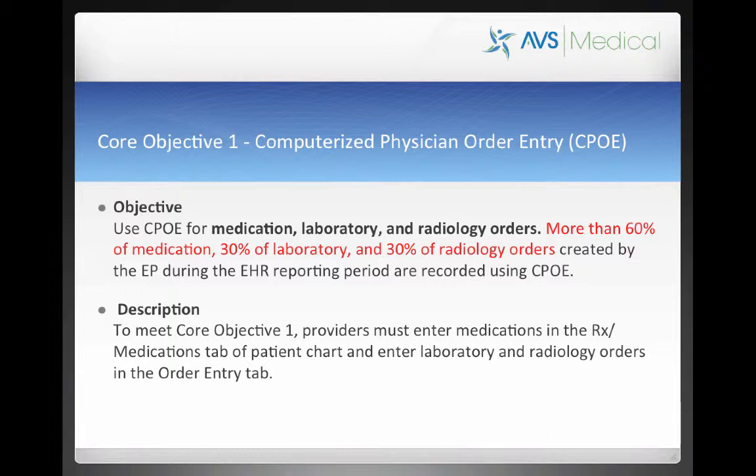Now there are exclusions for each one of these. If you write less than 100 of any one of those 3, so less than 100 medication orders, less than 100 lab orders, less than 100 radiology orders, you can take an exclusion for that particular measure in the objective. But other than that, you do need to be ordering labs and radiology orders through the order entry module in the software.